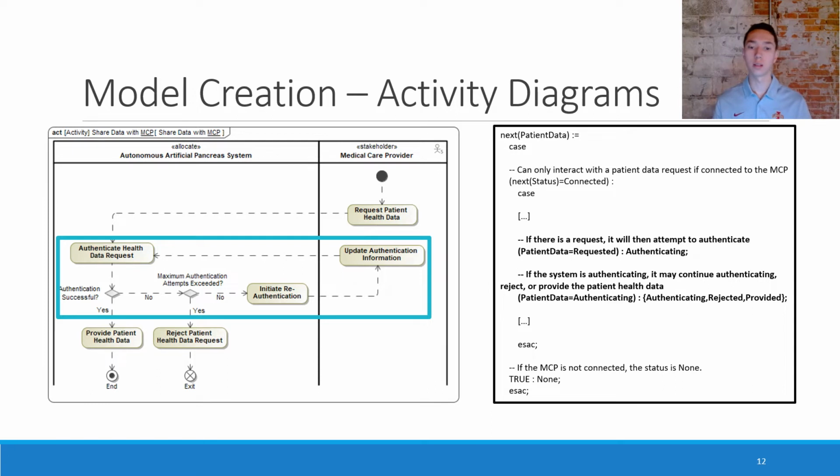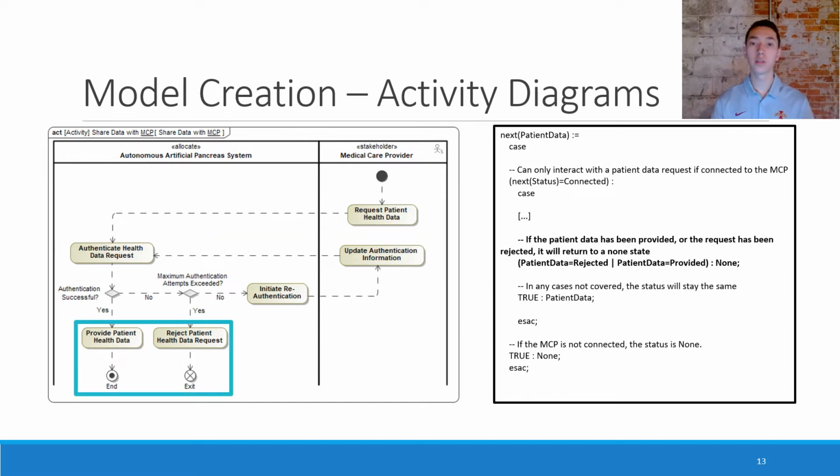After a data request, the variable transitions into the authenticating step after exactly one time step in nuXmv. In this assignment, the variable can either stay authenticating, which is denoted by that cyan box. It can stay in that state forever, or it can then move to a rejected or provided status. If the request for data is rejected, or if the data is provided, the variable will then return to the none state in the next time step.